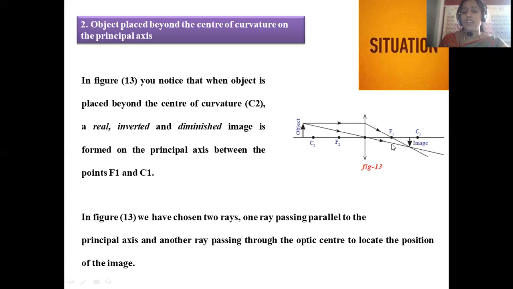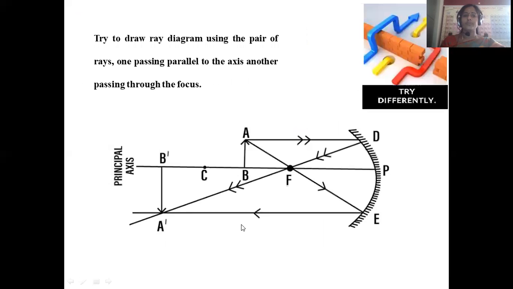Later, these two light rays are involved in refraction and will be converged at a point called the convergence point, and you are going to draw the normal, and you can find the image. This is about the second condition where the object was kept just beyond the center of curvature, with two light rays, one parallel and the second crossing through the optic center. At the convergence point the image is formed, and the image formed will be real, inverted, and diminished. This is condition number 2.